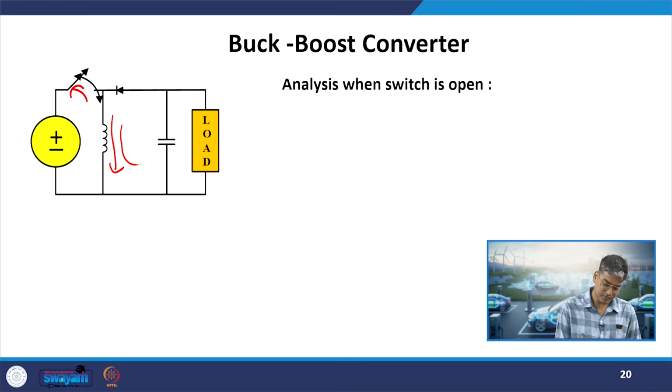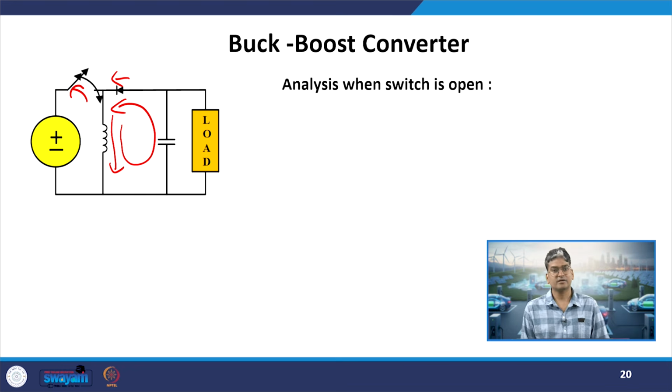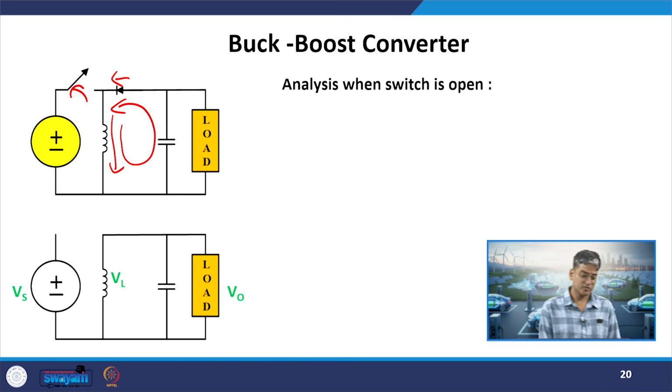So, what will be the path available? It can flow in this direction, yes. Why? The diode can carry current in this direction. So, it will close the path, your diode will be forward biased and carrying the current, and this will be the equivalent circuit.